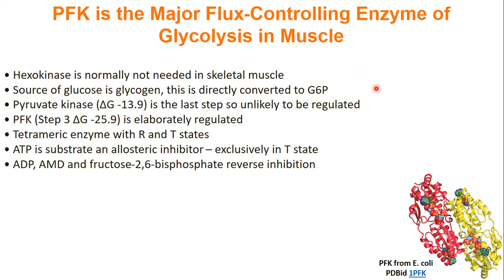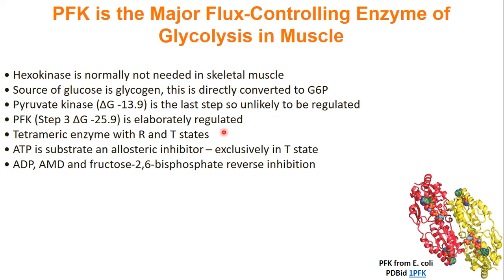Pyruvate kinase has a delta G of negative 13.9. This is the last step, so it really wouldn't make sense to regulate glycolysis at the very last step. So the contender is PFK, which is step 3. Delta G, very negative, negative 25.9 kilojoules per mole. And indeed, PFK is very elaborately regulated.